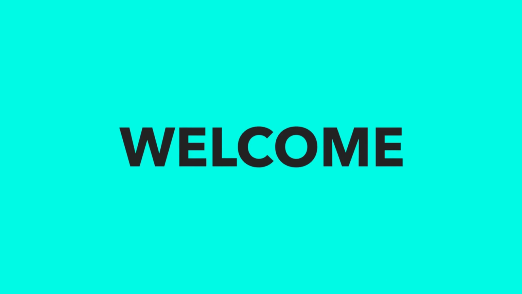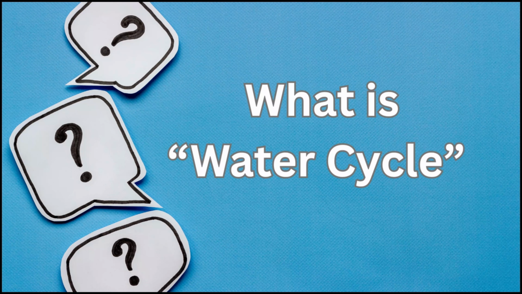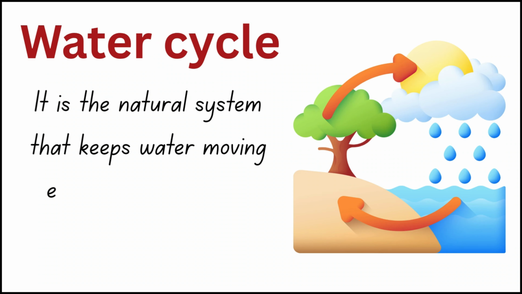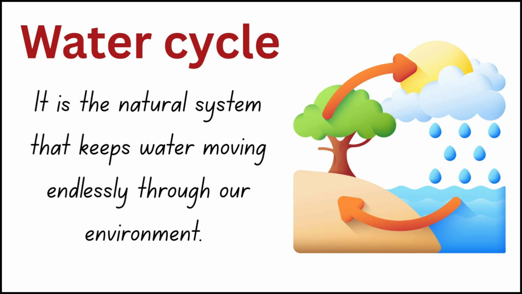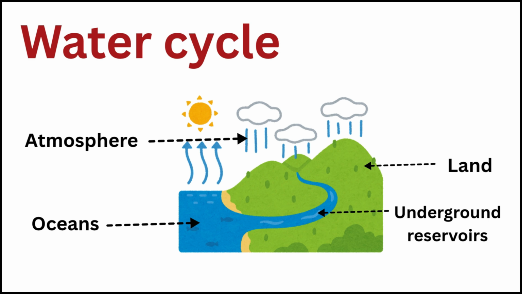In today's video, we're diving into the water cycle. What exactly is the water cycle? It is the natural system that keeps water moving endlessly through our environment. Water continuously shifts between land, oceans, the atmosphere, and underground reservoirs. It never stays in one place permanently.